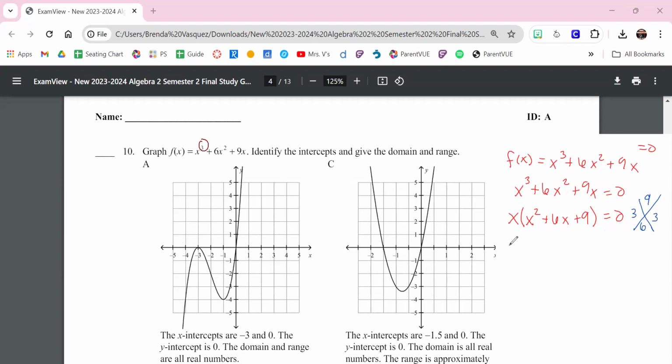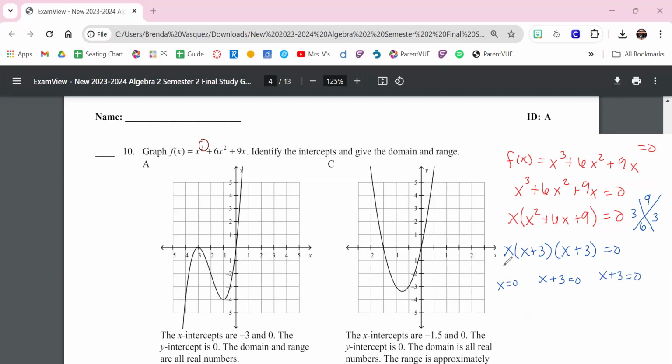So let's go ahead and write my beautiful factors. I have x, x plus 3, and x plus 3 equals 0. So I have my 3 factors. My first one, I'm going to make it equal to 0. The second one, I'm also going to make it equal to 0. And the third one, I'm also going to make it equal to 0.